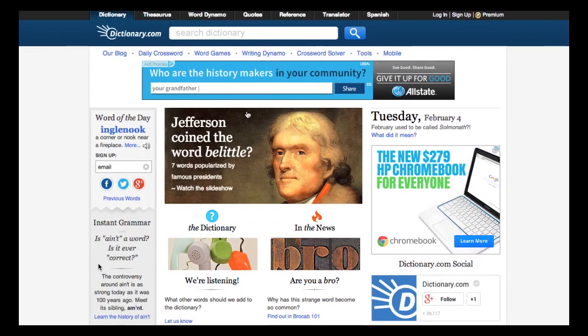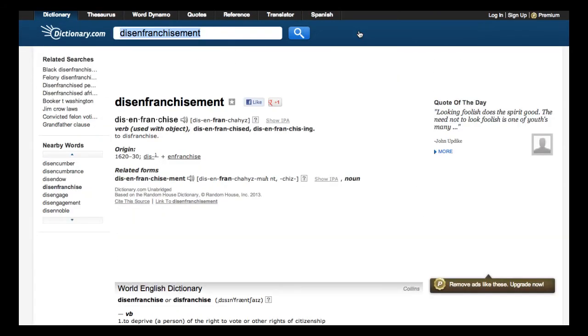So we are going to look up the word disenfranchisement, and we decided earlier that it means not being able to get something, and the context was African American history. So in African American history, this word is referring to something that African Americans have not been able to get. So let's see what that is.